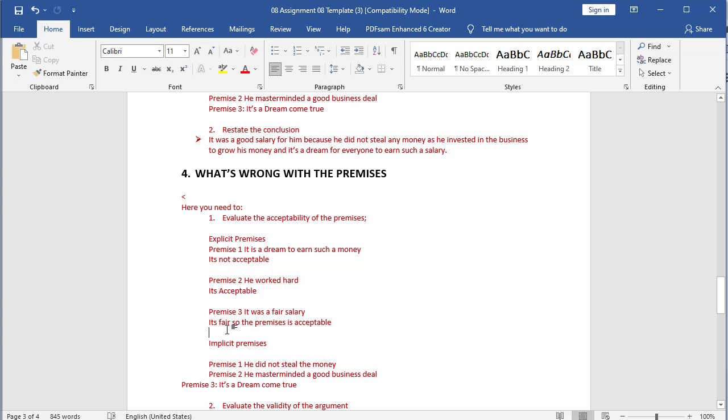It's fair, so the premise is acceptable. It was a fair salary. He invested with his own money, like I said. So which means that the money that he used, it's his. The money that he got, it's also his. Even if it's too much, it's his own money. So let's take for example, the example that I can give right now.